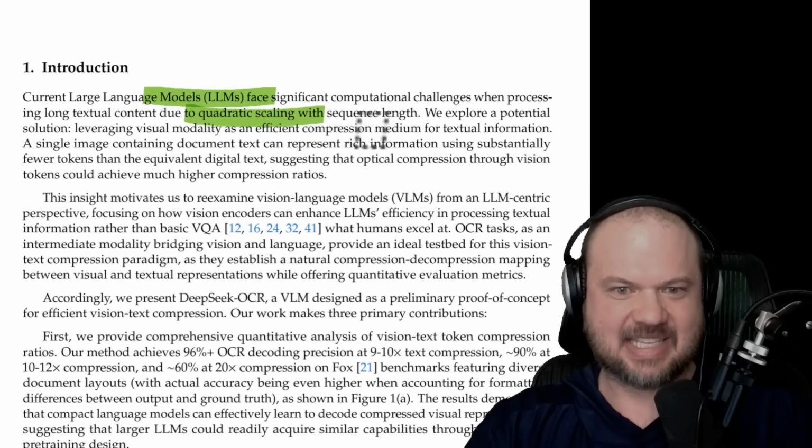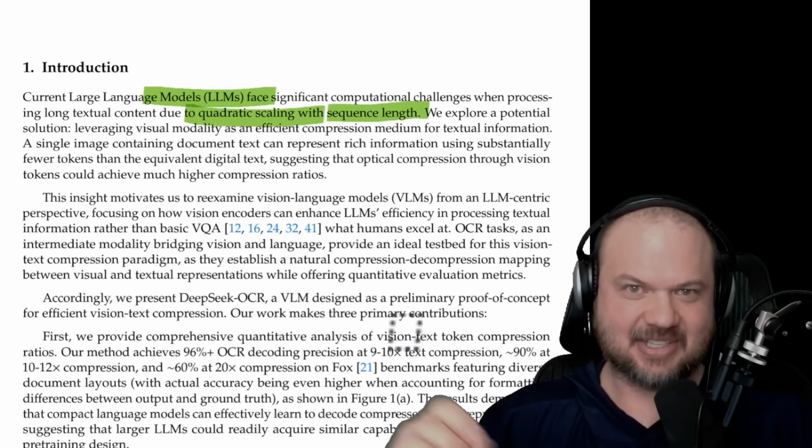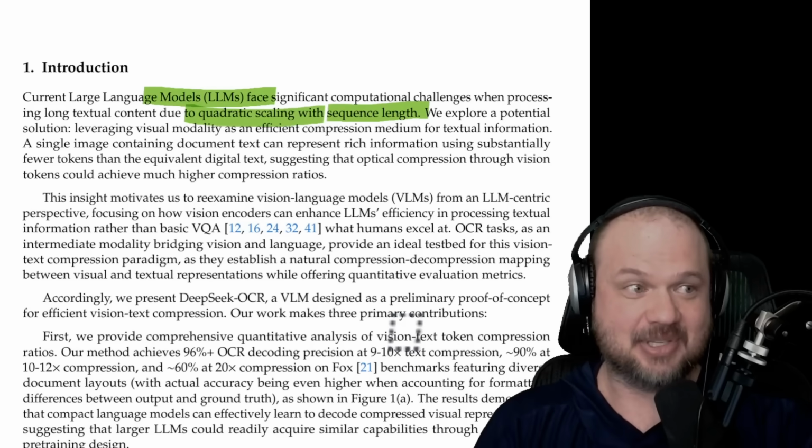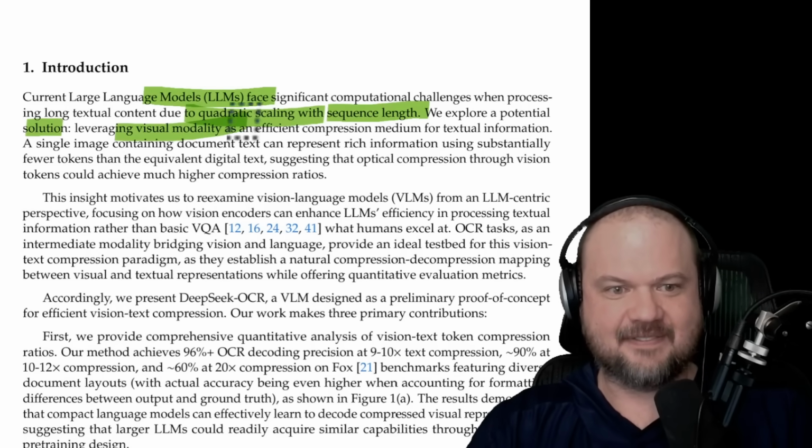So LLMs have a problem processing long documents. There's a quadratic scaling with sequence length. So as we expand the sequence length, there's a quadratic increase in computational cost. So they explore a potential solution, leveraging the visual modality as an efficient compression medium.